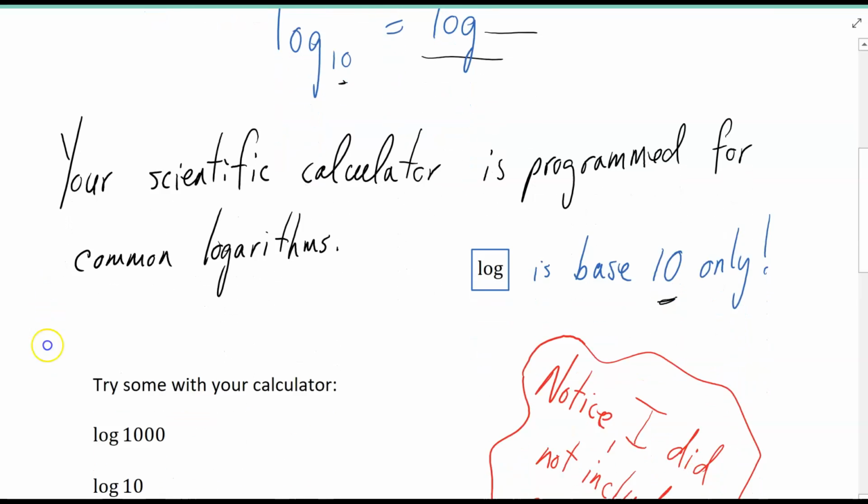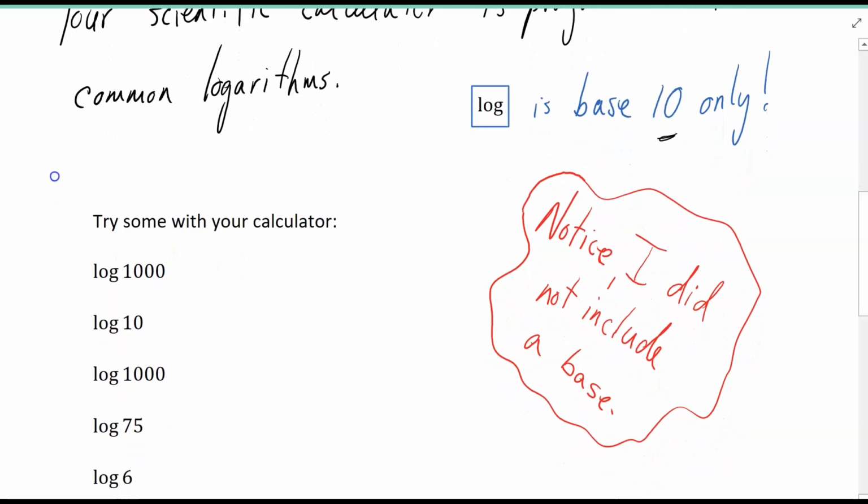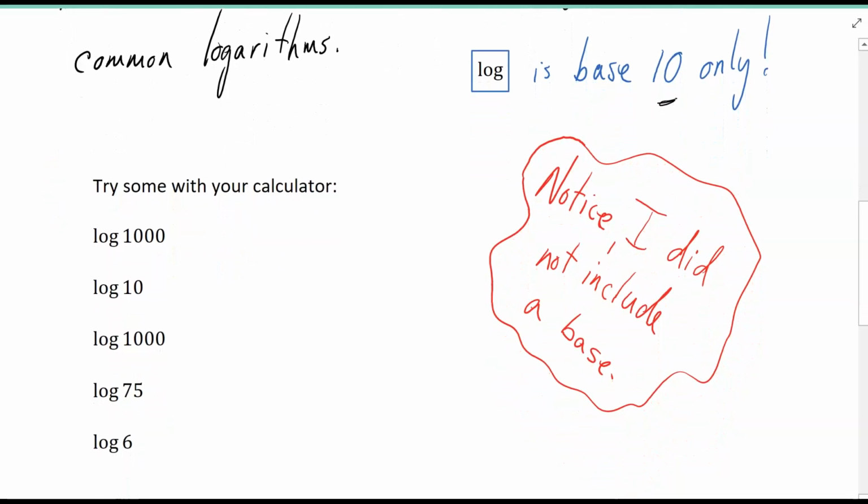Let's try the calculator and find the logarithm of each of these values. Remember, this value here is called the argument. So we are finding the logarithm of these arguments. Notice that I did not include the base, so they're all base 10, which means you can use the log button on your calculator. You press log and type in 1000, and you will see the answer. Log 1000 is equal to 3.